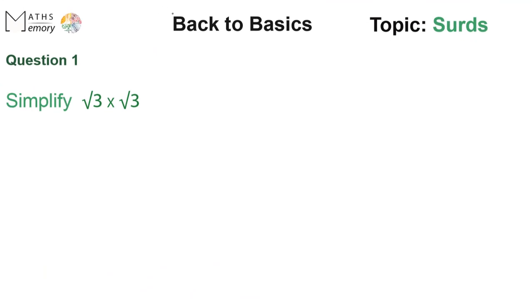Question 1, back to basics. Simplify root 3 times root 3. This is very, very simple. Root 3 times root 3 is simply, we just multiply whatever we see in the square roots. We have a 3 here and a 3 here. It happens to be the same number, which is even better for us, which is root 9. The way we got root 9 is by doing 3 times 3. Root 9 is simply 3.